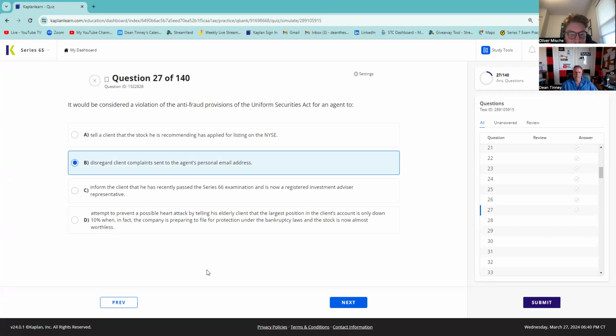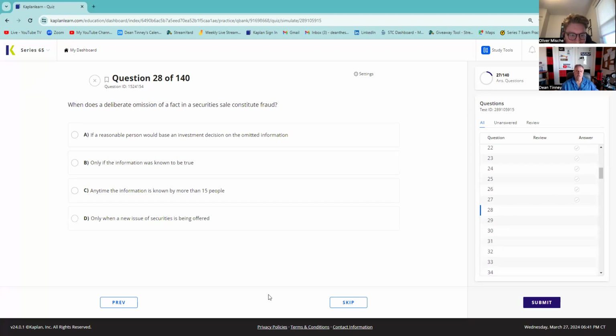Right? Attempt to prevent a possible heart attack by telling your elderly client the largest position of the client's account is only down 10, when in fact the company is preparing to file for protection under the bankruptcy clause and the stock is worthless. That is the bigger problem. Yeah, 100%. I didn't read that all the way through. And too long to be wrong. No kidding.